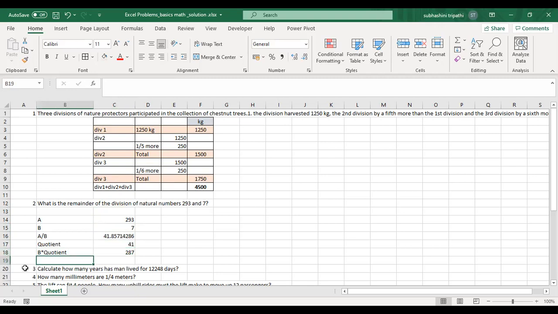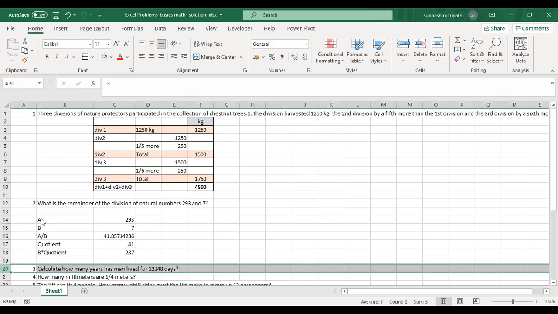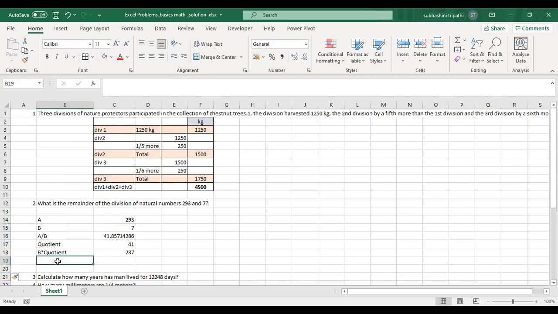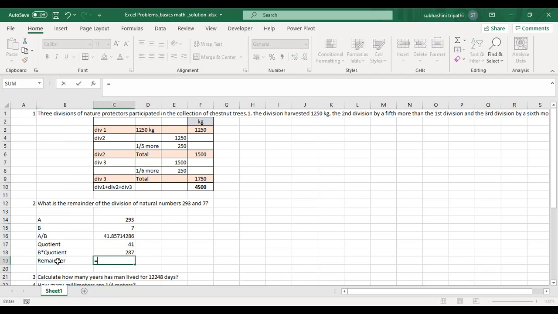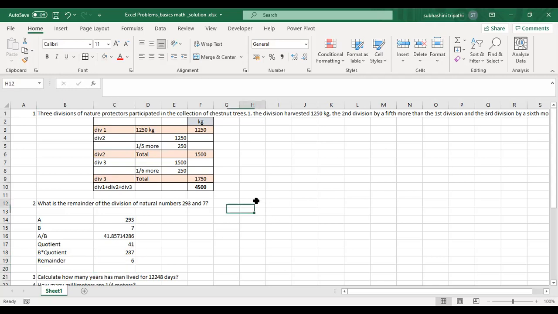So what is the remainder therefore? Anybody? Yes, 293 minus 287. So the remainder is A minus the part covered. So 6 is the remainder. Anybody who has a doubt? No, ma'am. Okay. So what does this mean?